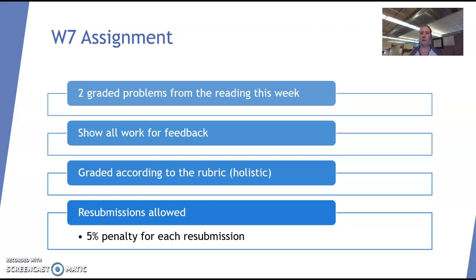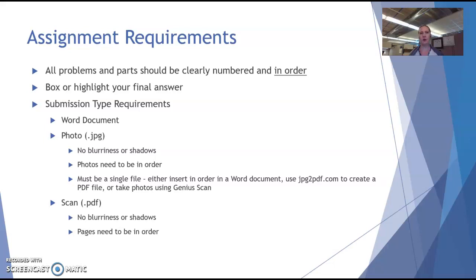And I do allow resubmissions, so keep in mind, you've got only 2 weeks left to resubmit any work. All resubmissions have to be done before the course ends. Anything after that I cannot accept because once the course ends, you have no access. So everything has to be turned in by the end of the course. For your assignment, make sure everything's in order, everything's boxed or numbered. Genius Scan is a good app if you need help to turn it into PDF so you can get one file. Let me know if you're having any problems with any of that.